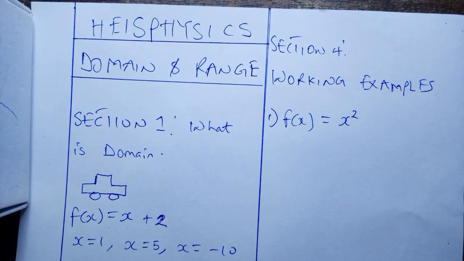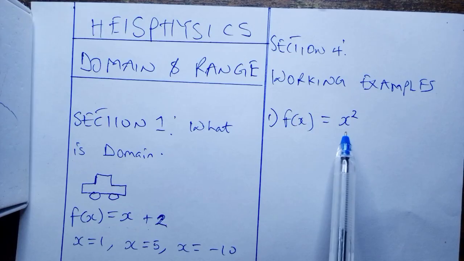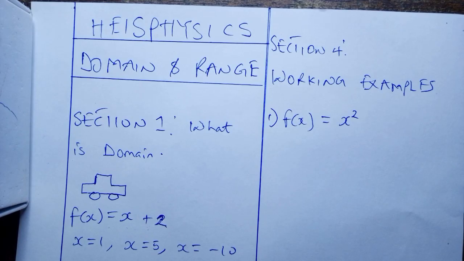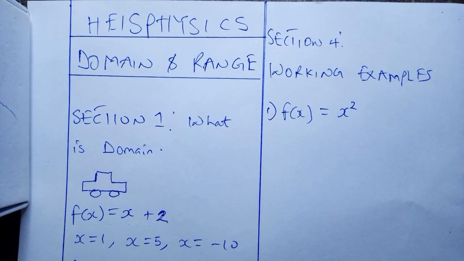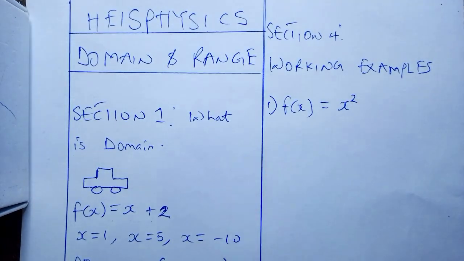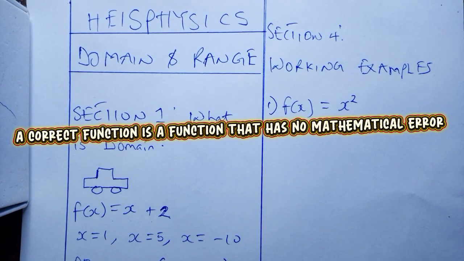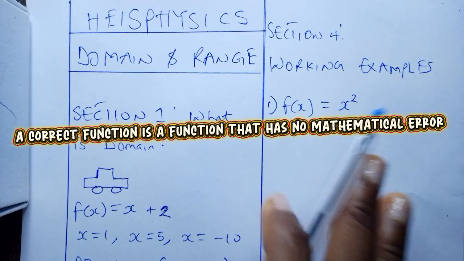Now let's think together. This function now, if you put 1, 1 squared is 1, the function works. You put 2 squared, it will also work. 3 squared will also work. Minus 2 squared will give you 4. So it all gives you a correct function. If you put 0, 0 squared is 0. If you put minus 4, squared is 16. So no matter the real number you put here, the function will be right.